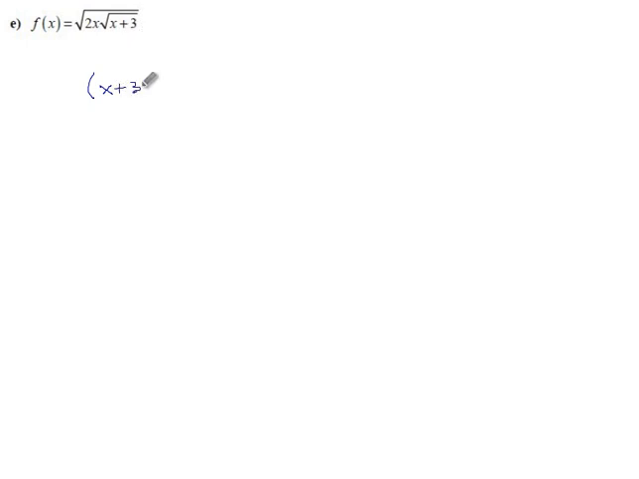X plus 3 to the 1/2, sitting outside of it, a 2x, and then all that is to the 1/2. Okay, these are equivalent. A half power is like a square root, so this construct is the same as the original function. But now we can use the power rule on it, and we are going to have to.